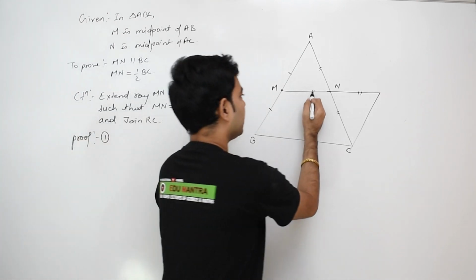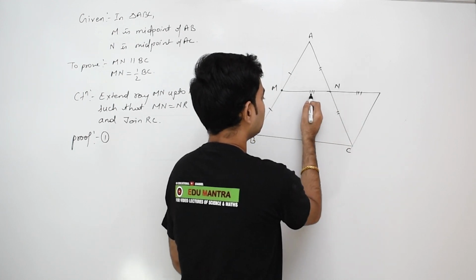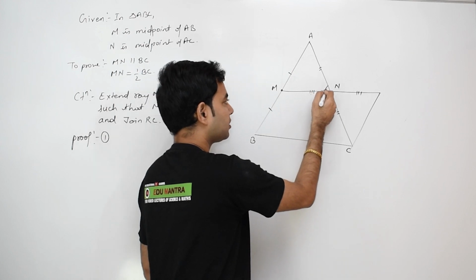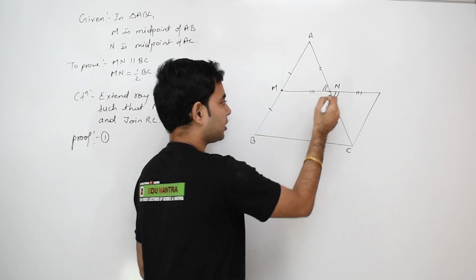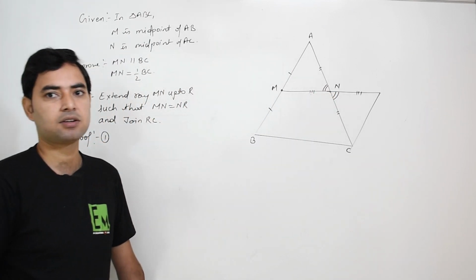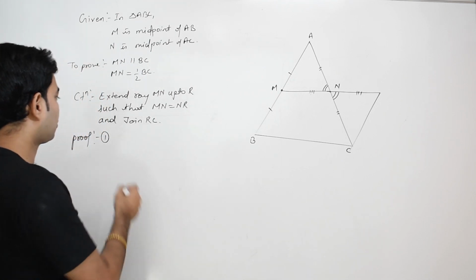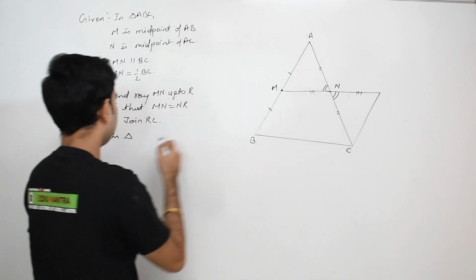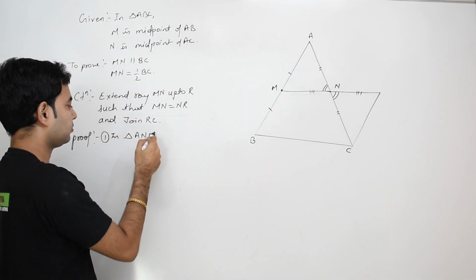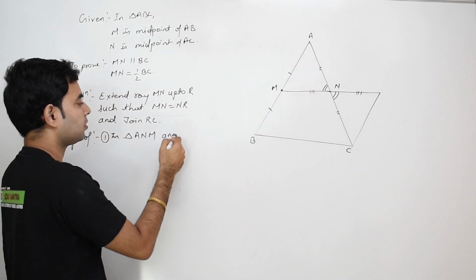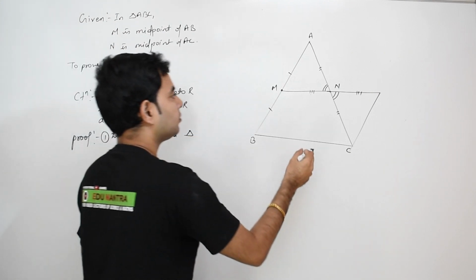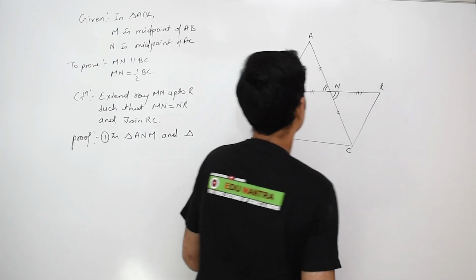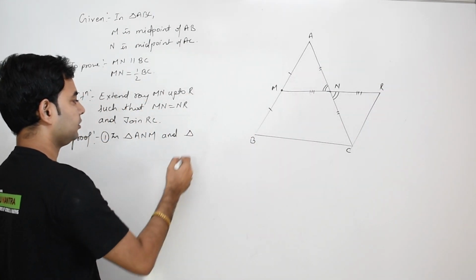हमको यहाँ क्या क्या दिखाई दे रहा है? This is equal to this, this is equal to this because N is the midpoint and this is vertically opposite angles. Means triangles are going to be congruent. तो ले लेते हैं पहले वो. In triangle ANM and triangle RNC.